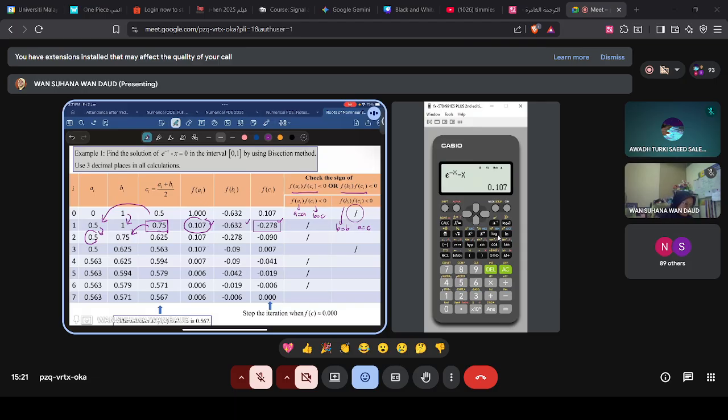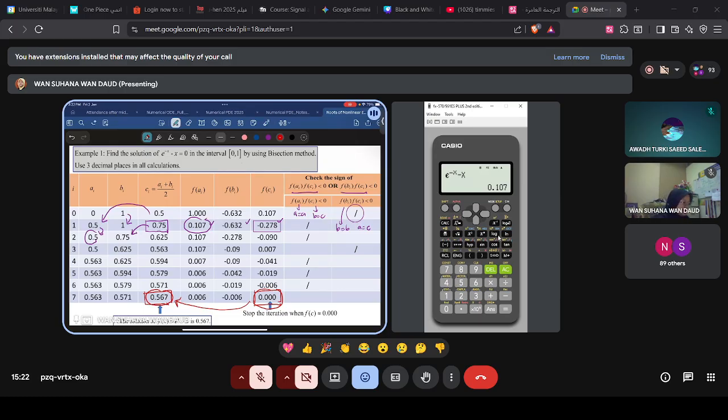And you have to stop when the FC equals 0. So the solution that you want is 0.567, the C here. Remember guys, you have to stop when the FC equals 0. Then the solution that you want is this one, 0.567.